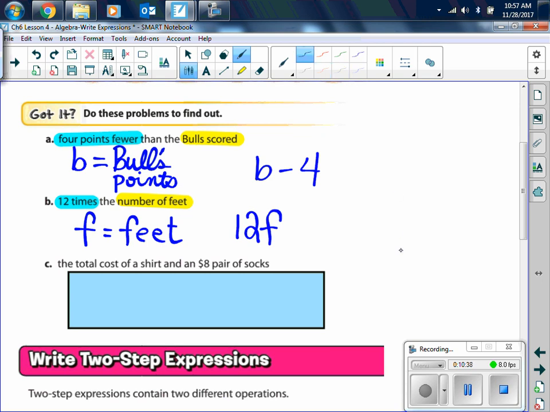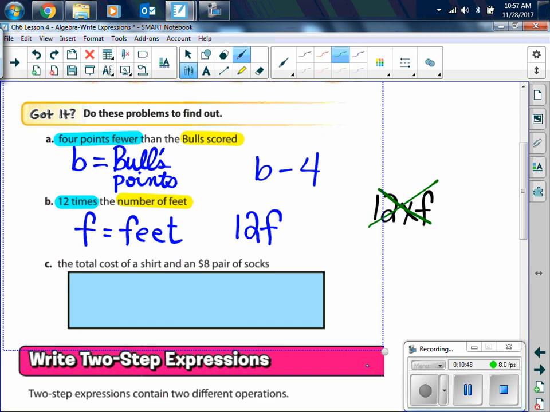Can I do this? 12 times f? No, because what does that look like? That looks like 12xf, right? So that would be, in algebra, 12 times x times f. Is everybody clear with that? So we don't use the x anymore for multiplication. Okay? So why don't you guys try letter C on your own?